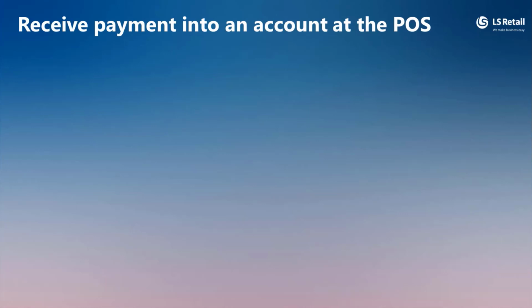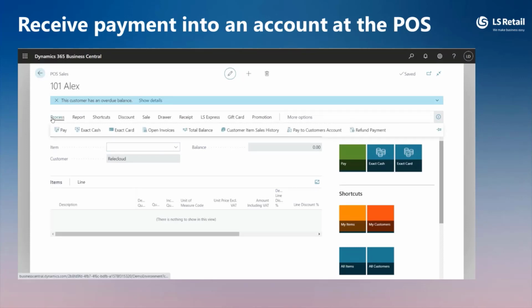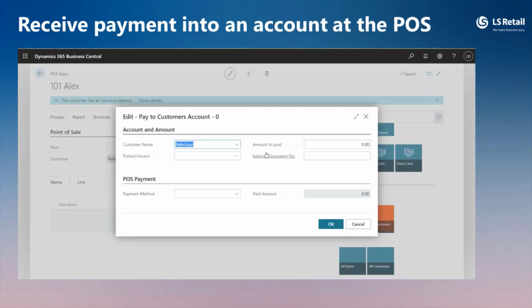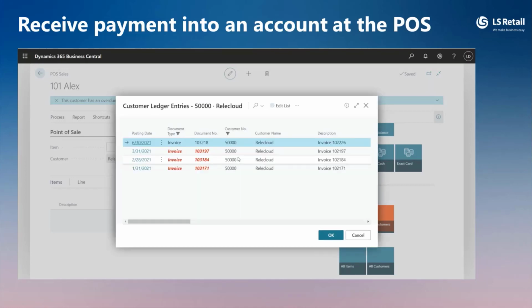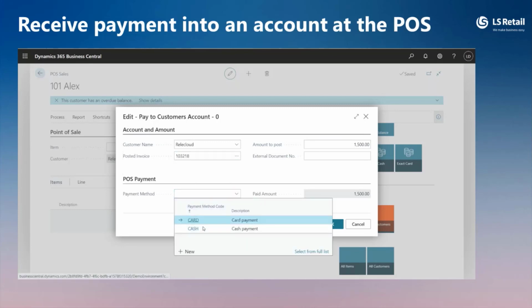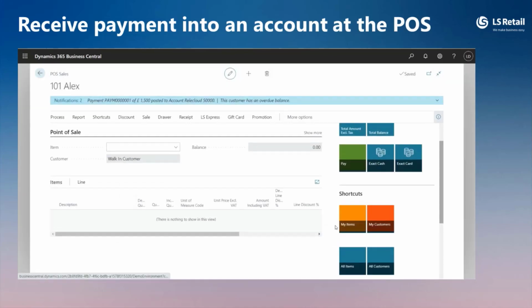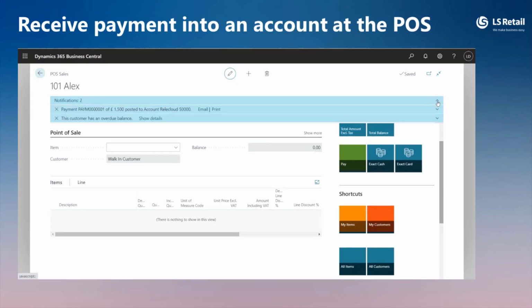Let's imagine that it's a new day and ReCloud wants to pay down their account for the Athens desks they just bought. From the action bar, I select Process and Pay to Customer's account. I make sure the correct customer is selected, and I can see a list of unpaid invoices for that customer. The newest one is the one I just posted earlier, so I'm going to select that one. Then I choose the payment method, and a payment is now posted for this invoice. And I can print the payment receipt.